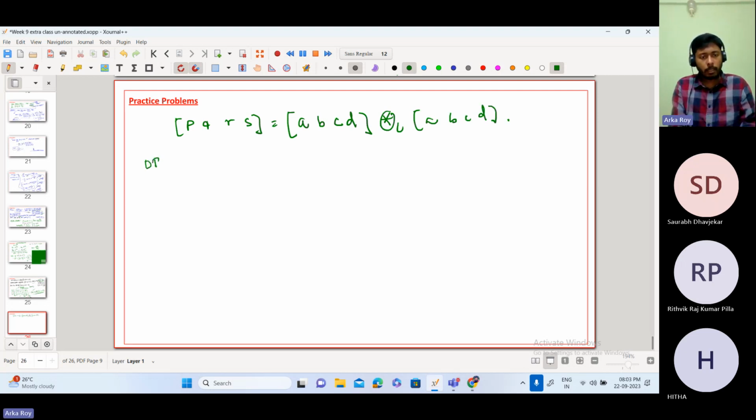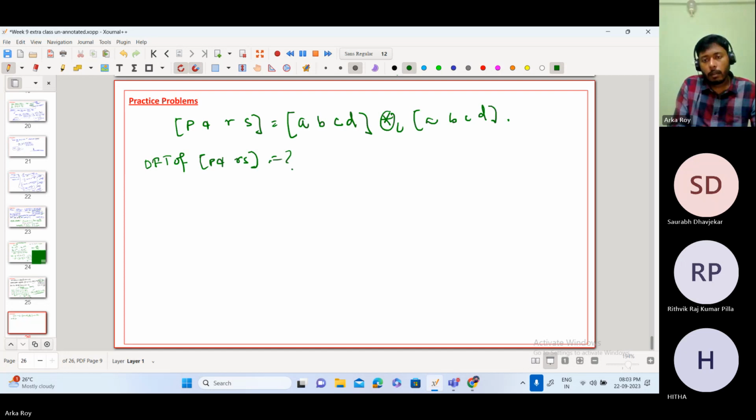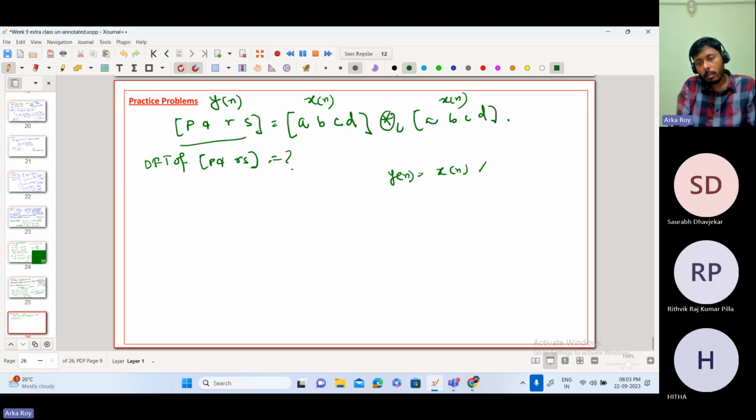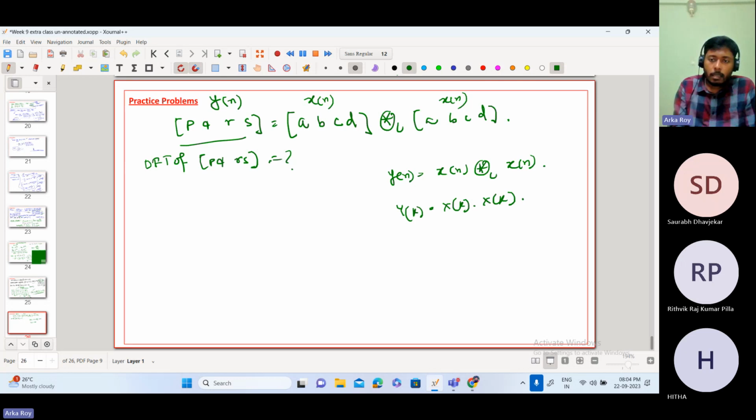Now they have asked to find the DFT of P, Q, R, S. For example, let me consider this P, Q, R, S as y[n], and this is x[n], and this is x[n]. So y[n] is equal to x[n] circularly convolved with x[n]. So Y[k], that is the DFT, will be X[k] multiplied with X[k]. When we take the DFT of a circularly convolved sequence, for example, when these two sequences are circularly convolved to get the output y[n], if I take the DFT, I will get a multiplication.